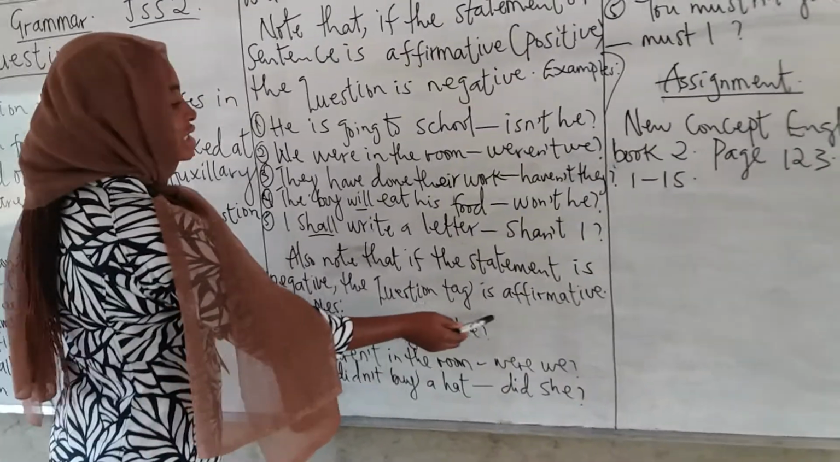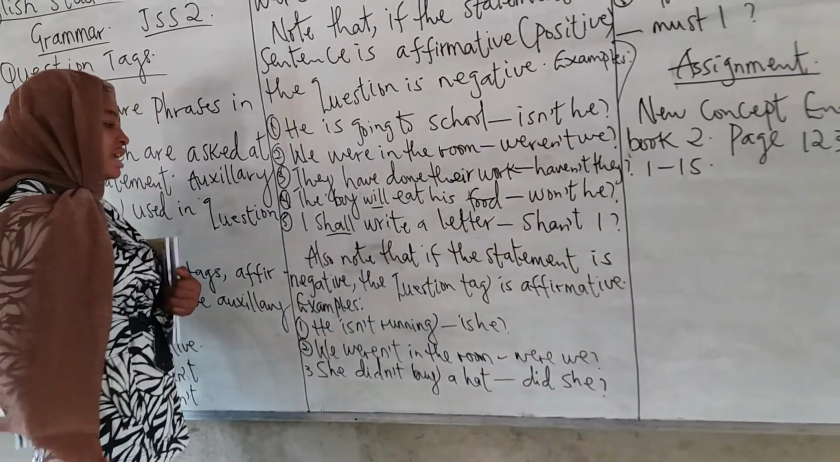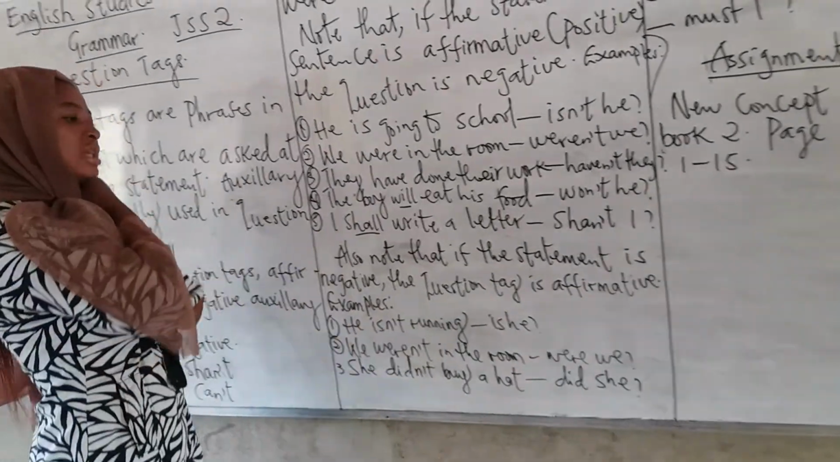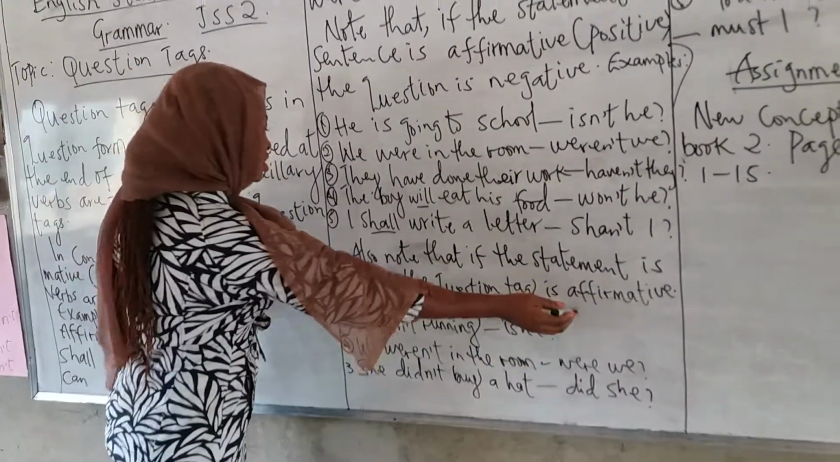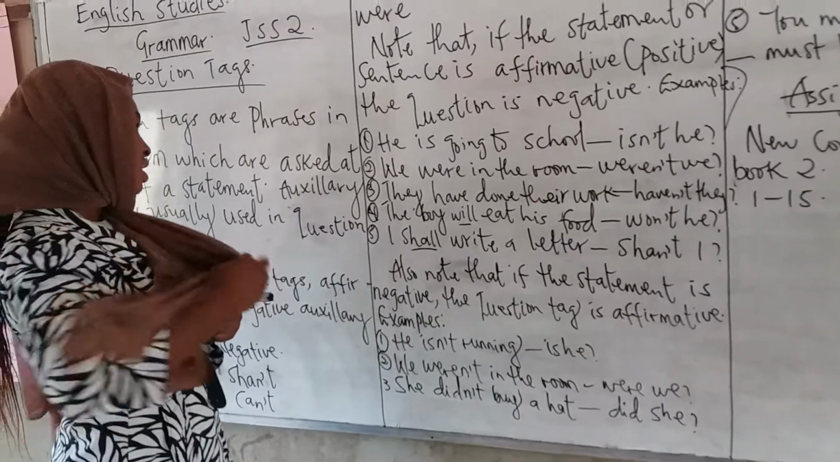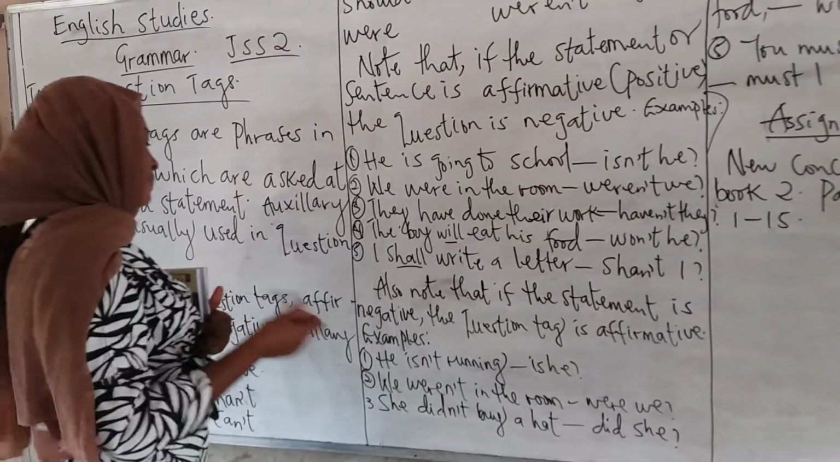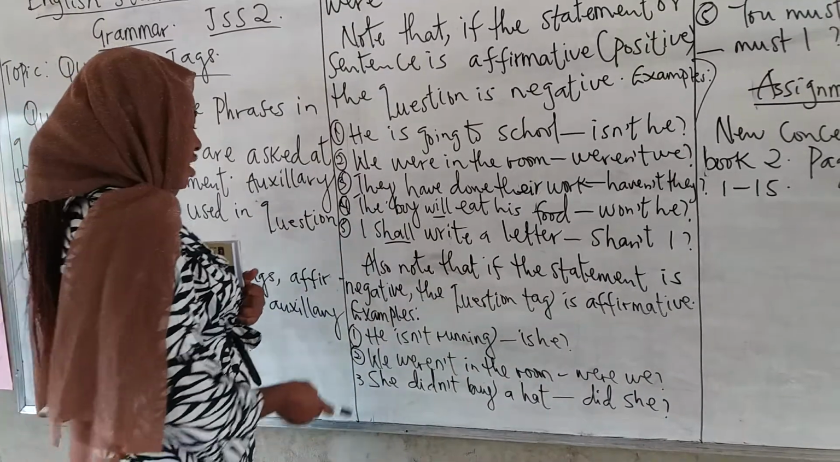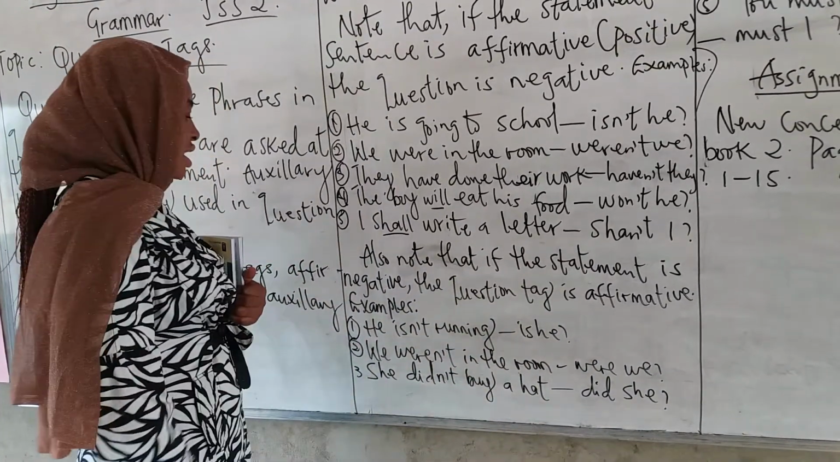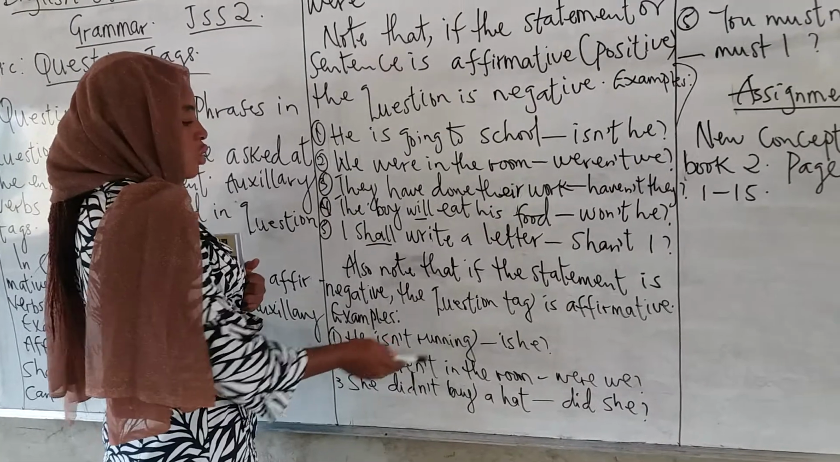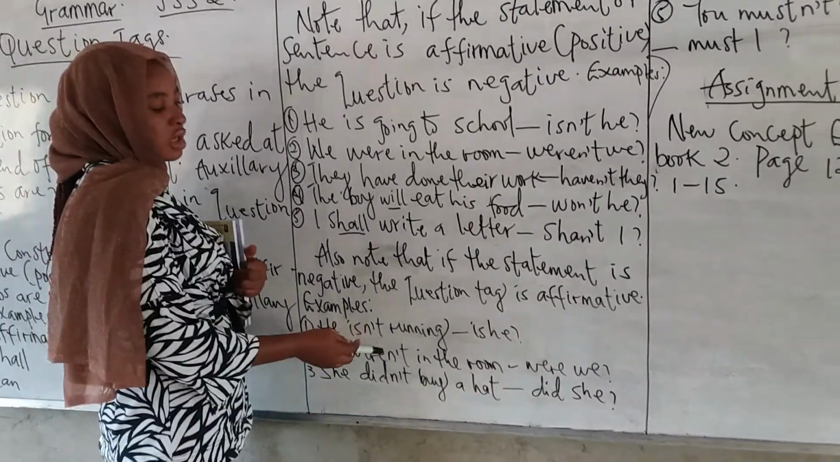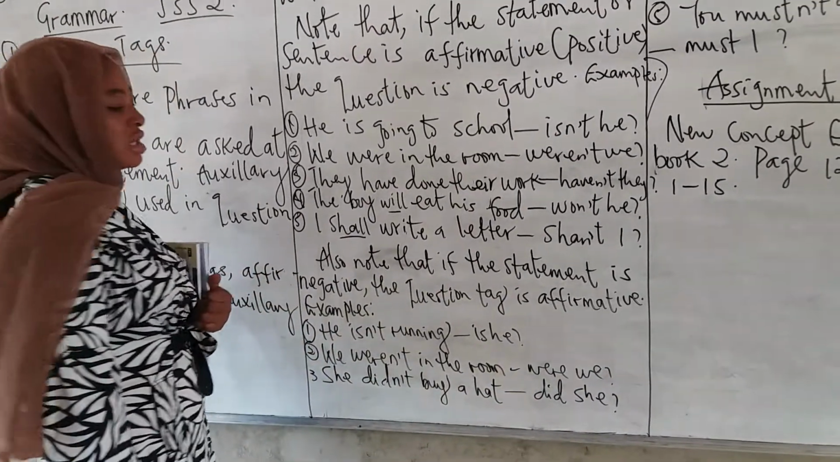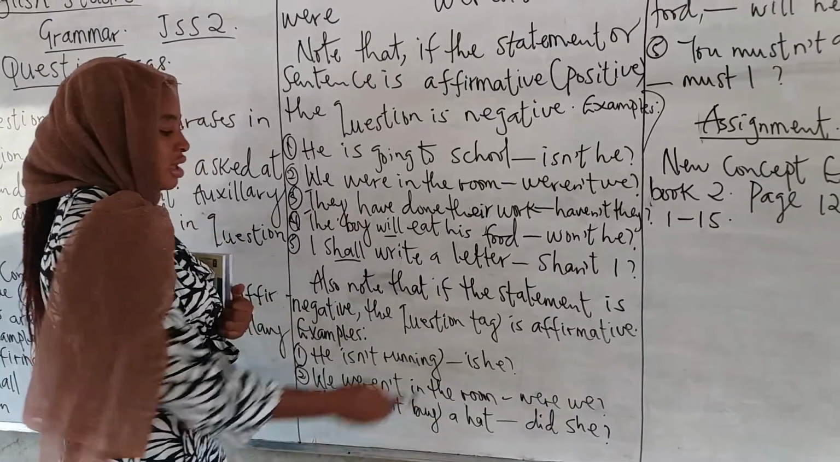Also note that if the statement is negative, the question tag is affirmative, that is, in the positive response. Now I also have examples, sentences 1 to 5. Sentence 1 says, he isn't running. And the question tag is is he?